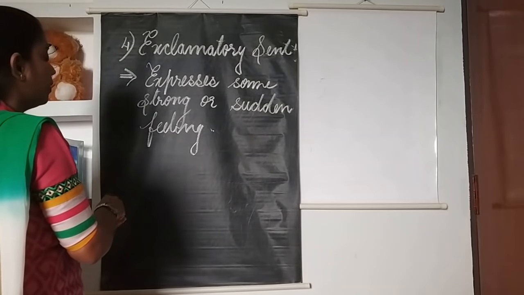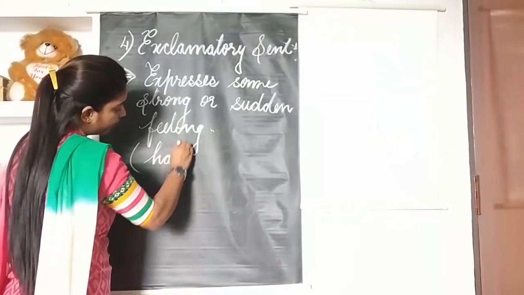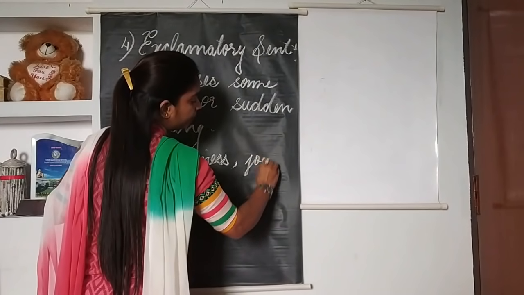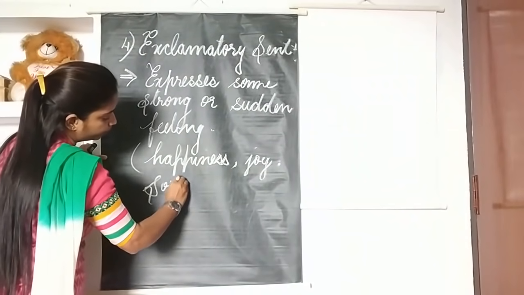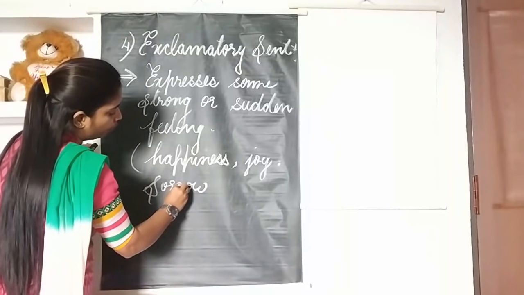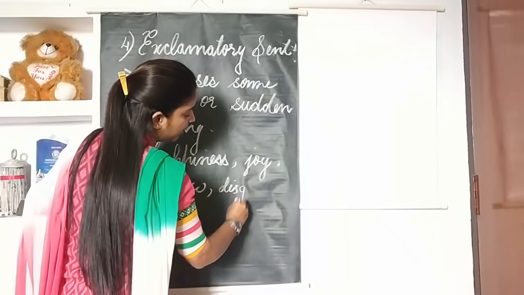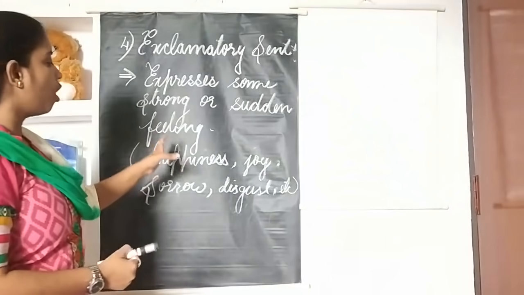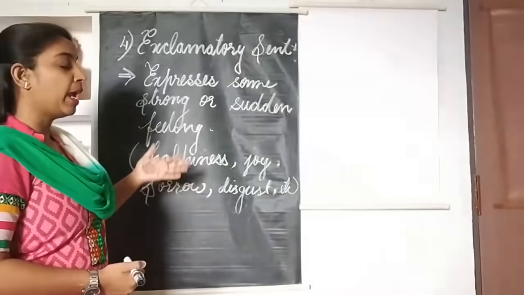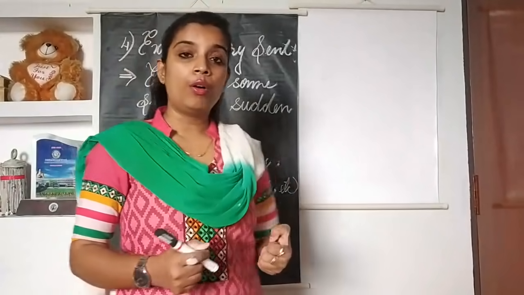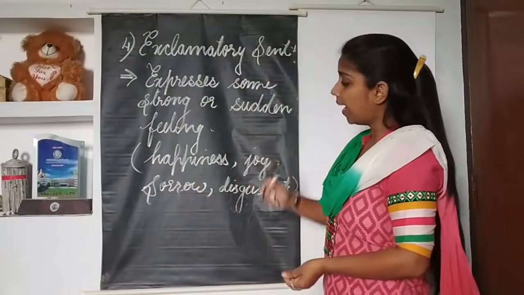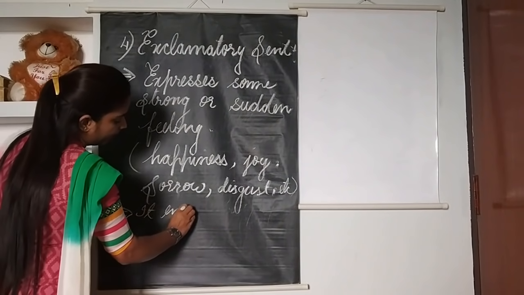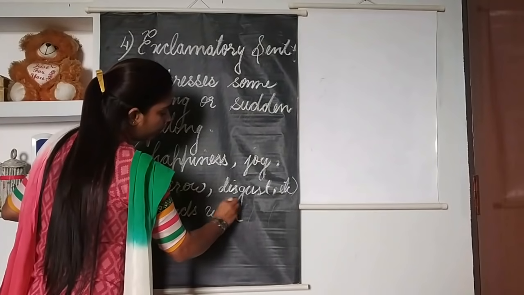Strong or sudden feeling means feeling of happiness. It can be a feeling of joy, sorrow, disgust, etc. So exclamatory sentences express some strong or sudden feeling: joy, happiness, sorrow, grief, surprise, wonder. And the second thing is that it ends with an exclamation mark.